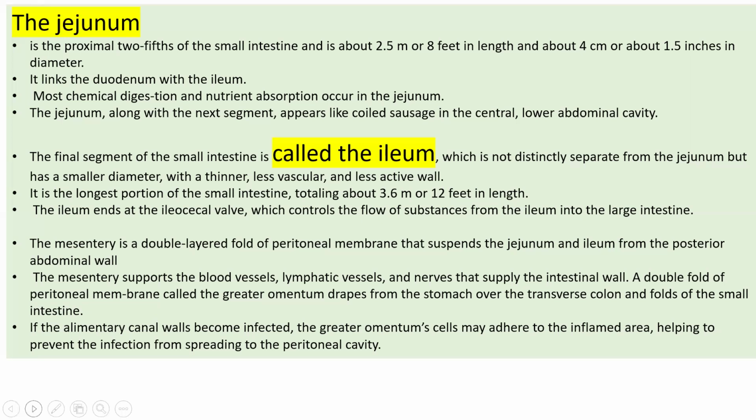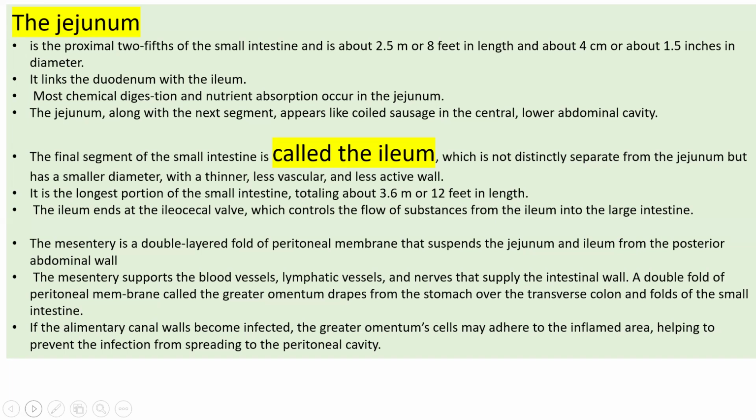Jejunum is the proximal 2/5 of the small intestine, about 2.5 meters or 8 feet in length and about 4 centimeters or 1.5 inches in diameter. It helps in the linking of the duodenum. Jejunum is the second part, so it helps to connect the duodenum with the ileum.